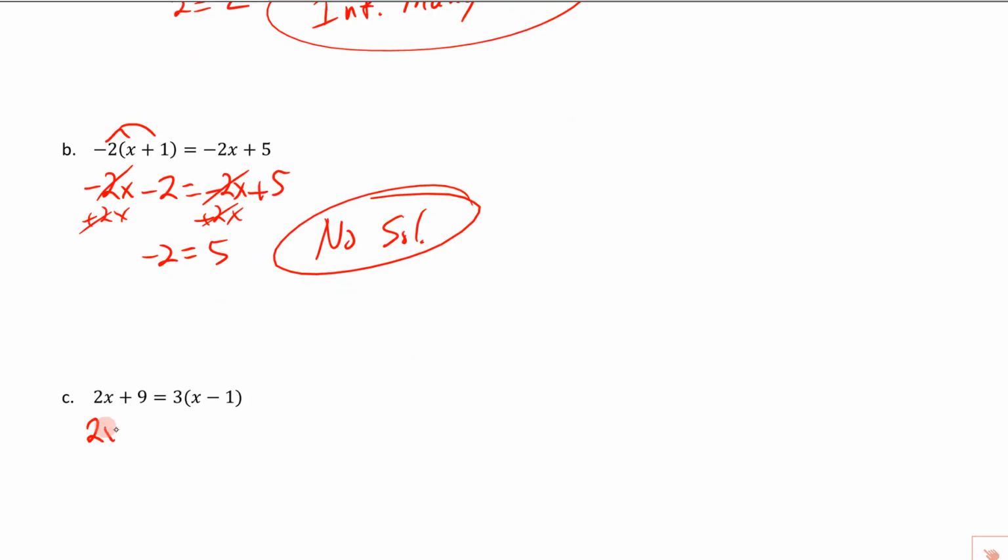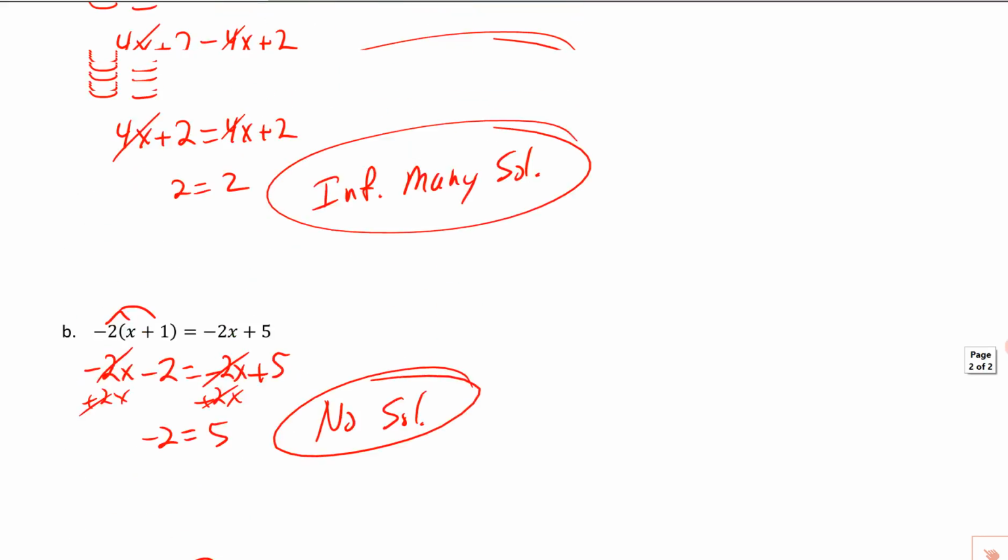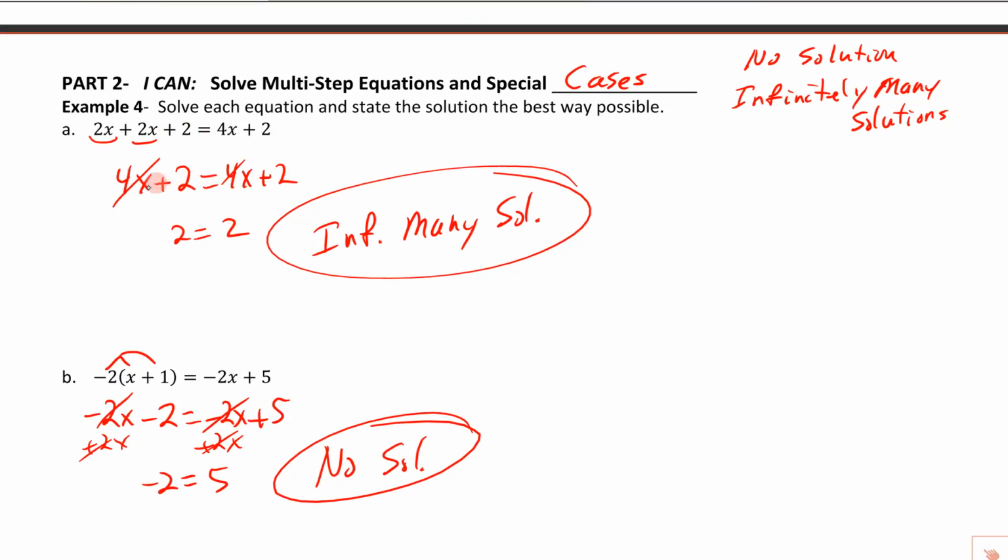So we've got 2x plus 9 on this side. If we distribute through, we get 3x minus 3. Now notice the different structure on this one. When we were looking at these two up above, you'll notice that the variable terms were exactly the same. We had a 4x on this side and a 4x on this side, and then the numbers were the same. A negative 2x on this side and a negative 2x on this side, and the numbers were different. So in the first case we had infinitely many solutions, and in the second case we had no solution.